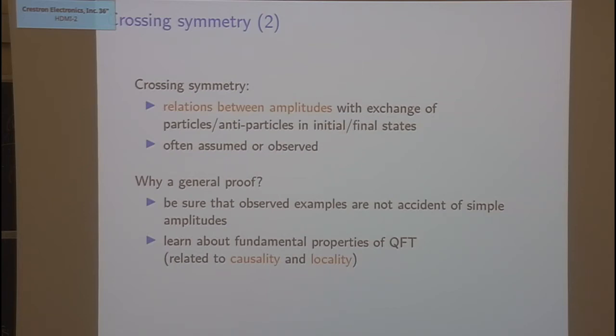So it hints that it would be good to have a very general proof and to really spot what the assumptions for such a proof are. And the second interesting point is that the assumptions you need to prove crossing symmetry are intimately linked to fundamental properties of QFT, like causality and locality. So if you are able to say something about crossing symmetry, you can also hope to make some statement on causality and locality, which in the context of string theory is very useful because we don't really have a position space representation, as I will comment more later.